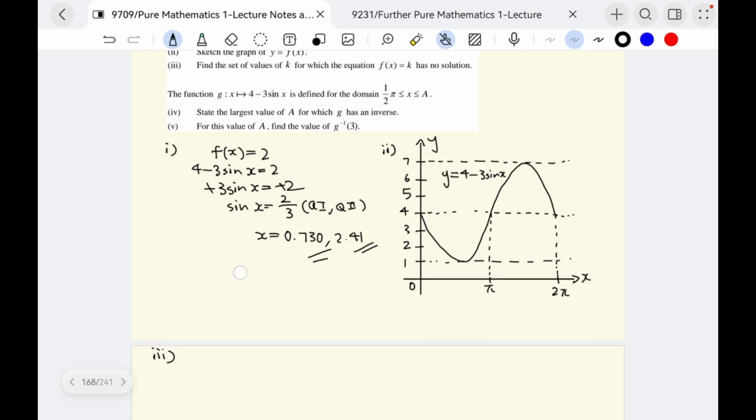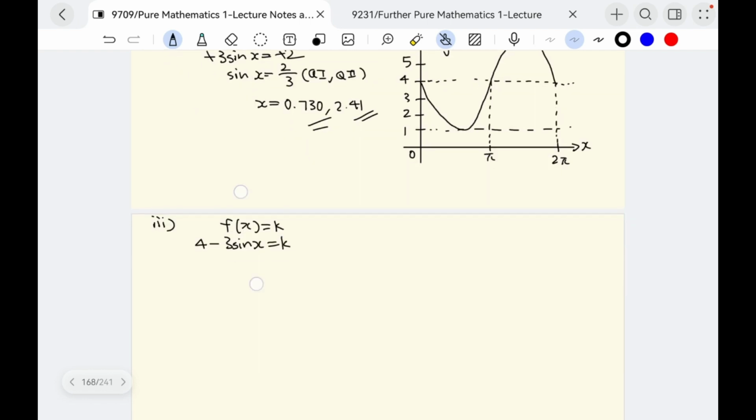Okay, third part. Find the set of values of k for which the equation f(x) equals k has no solution. So just equate f(x) to k, or 4 minus 3 sin x equals k.